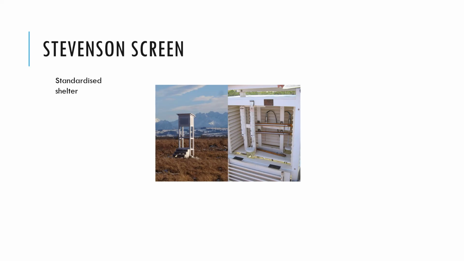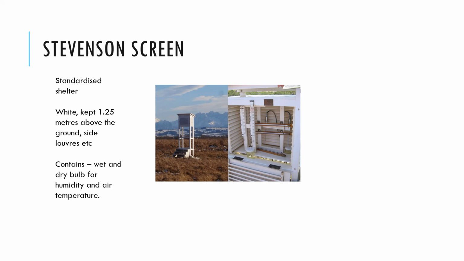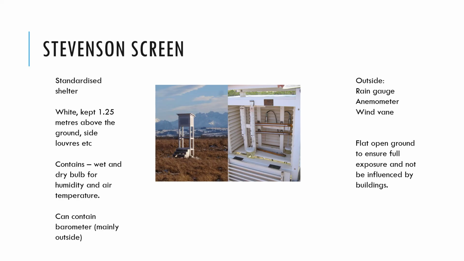Now these are a standardized shelter. Stevenson screens are very similar, and they are built and placed in similar locations all around the world. They are white, they're kept 1.25 meters above the ground, and they have side louvres or open slats that allow air to flow in. It tends to contain wet and dry bulb for humidity and air temperature, but it can contain a barometer, although this is mainly kept outside. Now, although a Stevenson screen can be found by itself, outside around it you might find a rain gauge, an anemometer, and a wind vane.